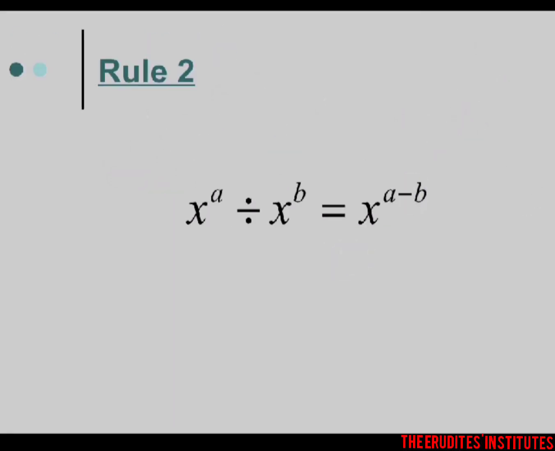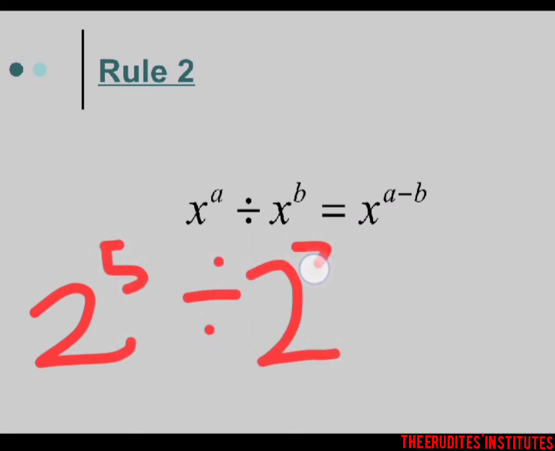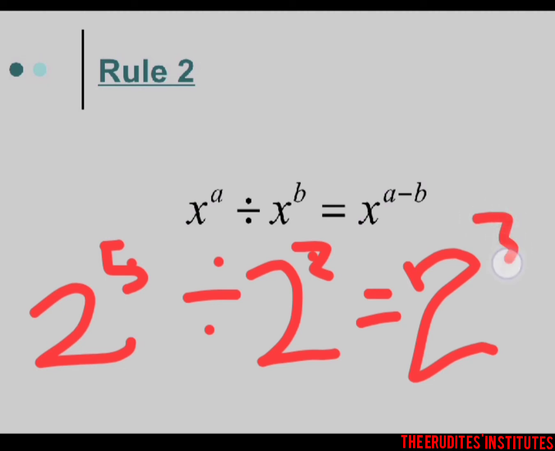So for instance, if we have the expression 2 raised to the power 5 divided by 2 raised to the power 2, what we are going to do is subtract this 2 from this 5, and that will give us 2 as the base, and then the power here would be 3. That is 5 minus 2 giving us 3. So that is how we deal with the second rule.